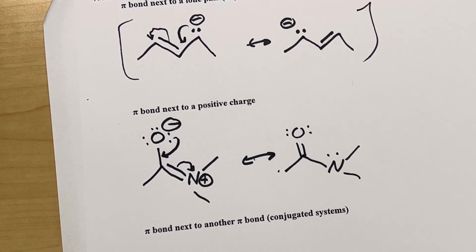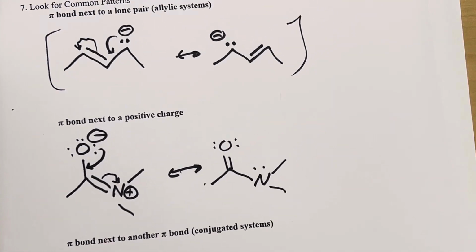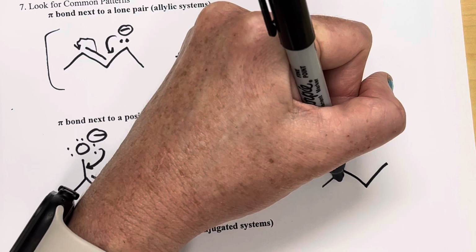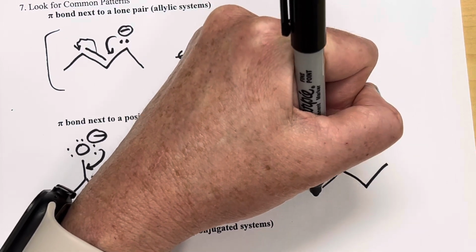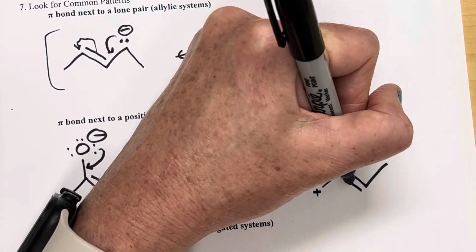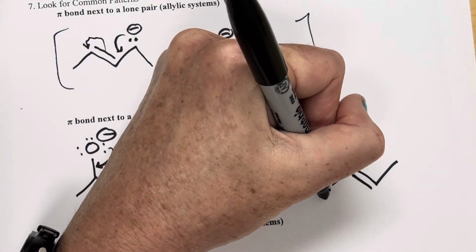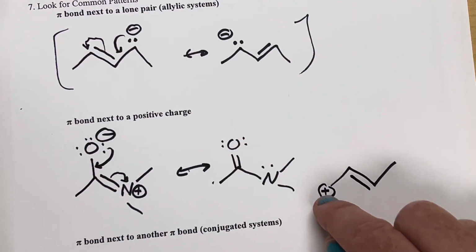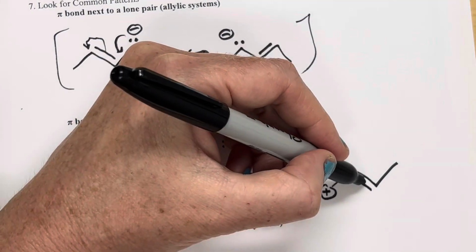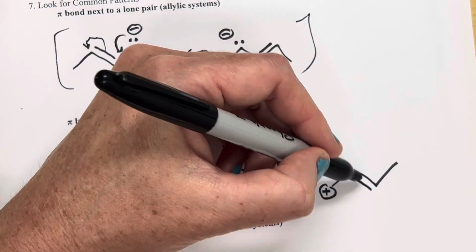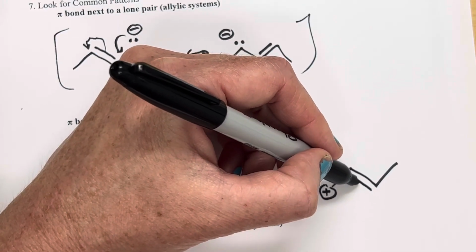Okay, then the other one I want to show you is if you have a positively charged carbon, like that. And I hope you're getting these enough that you kind of have an idea now. Remember, the electrons move toward the positive thing. They're not going to hop up here on this carbon. They'd break the octet rule. But they can move this way.